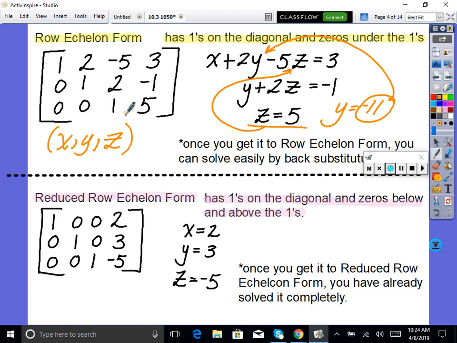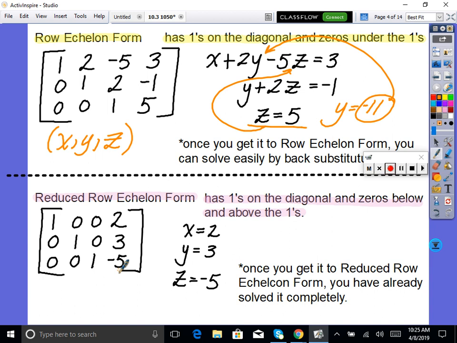And then, so reduced row echelon form, notice instead of just row echelon form, now we're in reduced row echelon form. Notice what happens is there's ones on the diagonal, zeros below, but also zeros above our ones. Now, if you can get a matrix into reduced row echelon form, you don't have to do any back substitution because you've already solved. Look at your true statement. X equals 2. Y equals 3. Oh, wow. Z equals negative 5. So if you can get a matrix to reduced row echelon form, you're done.